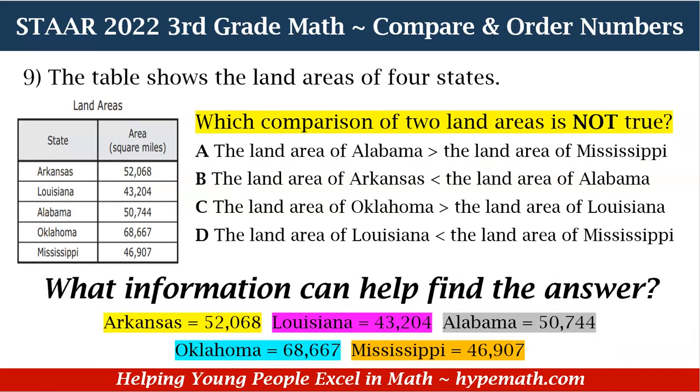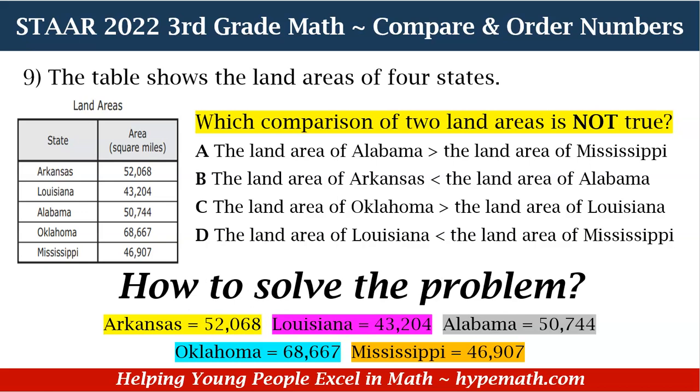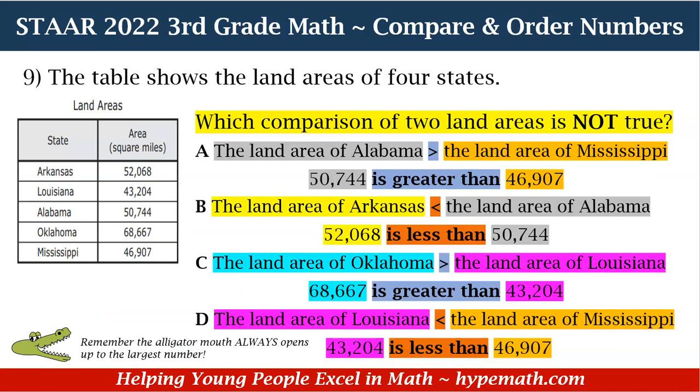What's our second most important question? What information can help find the answer? Well, the information that can help us find the answer is the state and also knowing what their area is in square miles. And if you notice, we've highlighted each state so that it will be easy to follow along when we look at our answer choices. So how are we going to solve the problem? Well, the only way that we can solve the problem is being able to compare the values, and let's do that now. A is the land area of Alabama is greater than the land area of Mississippi.